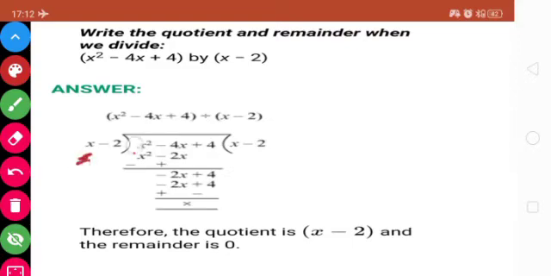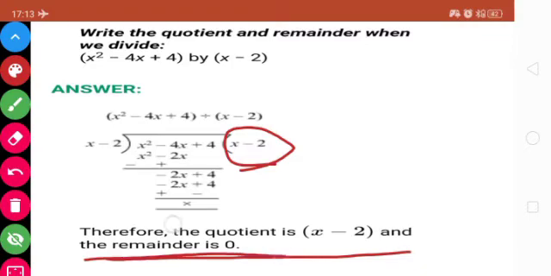So x here and x here, so this will divide in x times. When you divide in x times, you'll get x square minus 2x. Now subtract this x square minus 2x from this. So x square cancels, and minus 4 here, this will be minus 2x and plus 4. Okay, so minus 2 times, it will be minus 2x plus 4. Understand? So here this is the quotient, therefore the quotient is x minus 2 and the remainder is 0.